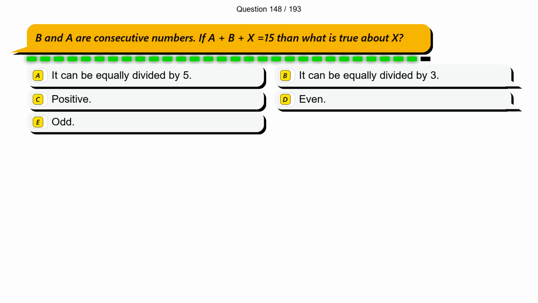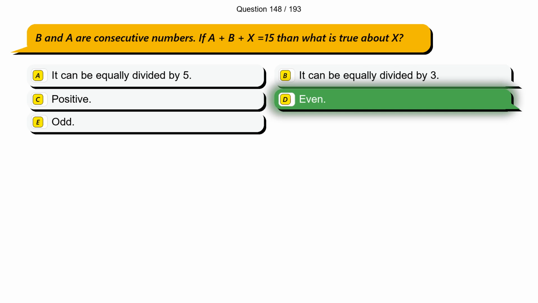Question 148. B and A are consecutive numbers. If A plus B plus X equals 15, then what is true about X? Option A. It can be equally divided by 5. Option B. It can be equally divided by 3. Option C. Positive. Option D. Even. Option E. Odd.